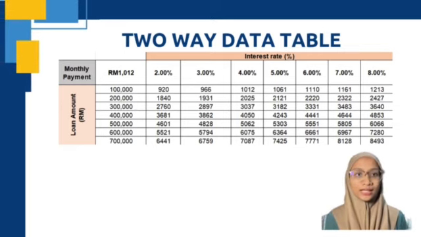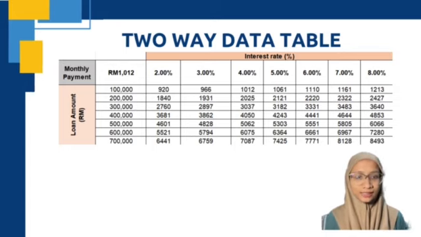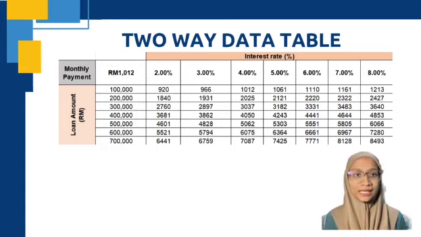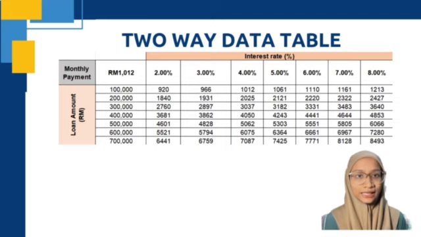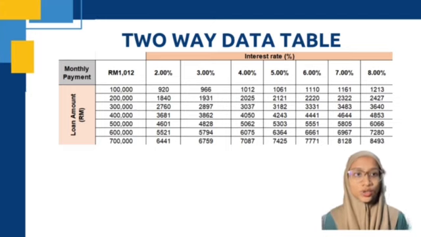For example, for a 100,000 ringgit loan, payment rises from 920 ringgit at 2% interest rate to 1,213 ringgit at 8% interest rate. Second, impact of loan amount. Larger loan amount results in higher payment across all interest rates. For example, at 4% interest rate, a 100,000 ringgit loan has a monthly payment of 1,012 ringgit, while a 700,000 loan jumps to 7,078 ringgit. By generating and interpreting this table using Excel what-if features, borrowers and planners can compare scenarios and make informed decisions about loan affordability.